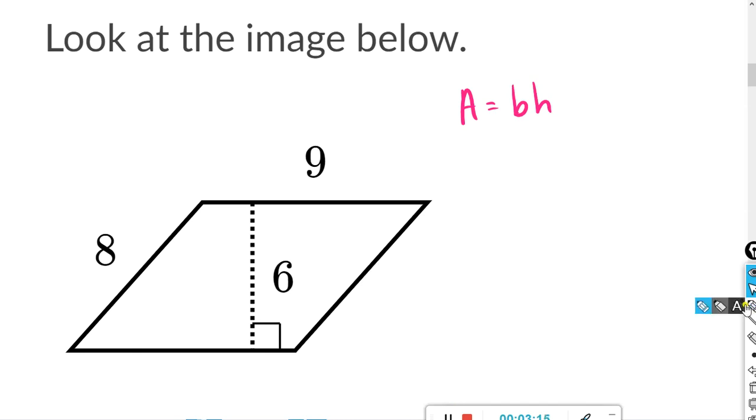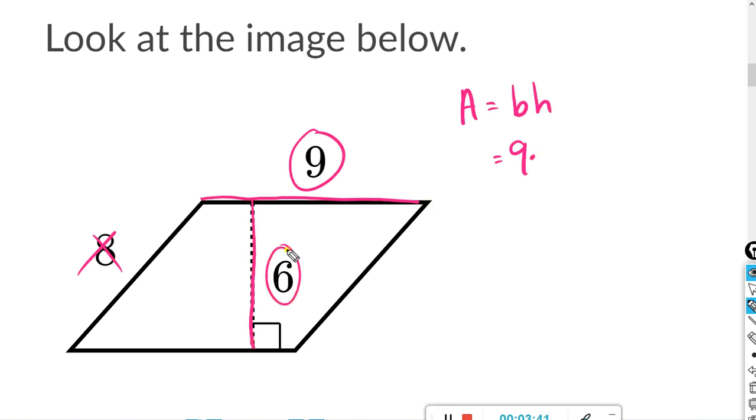Okay, area is base times height. Remember, the base is any one of the side lengths. However, I don't have anything perpendicular to this side here, so I'm going to eliminate that, and I'm going to use this side right here as the base. So that's 9. And the height h is perpendicular to that. So that's 6.